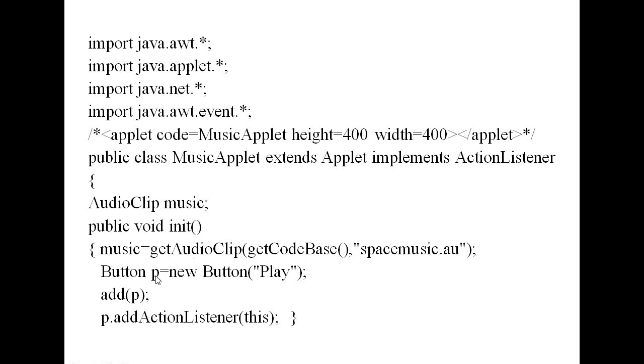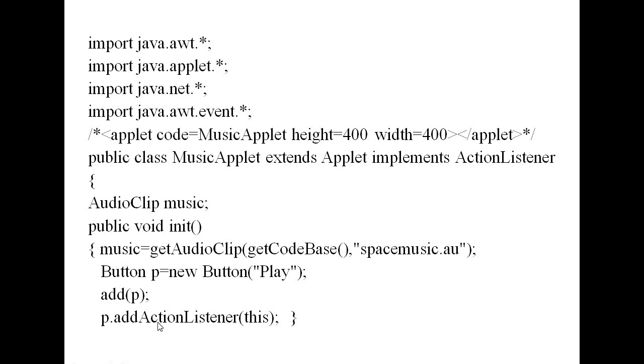Then the object p for the button class is created: new button play. So p stands for play. Here button p is equal to new button play. This play is the caption of the button and p is the name of the button object. So that is added, add p.